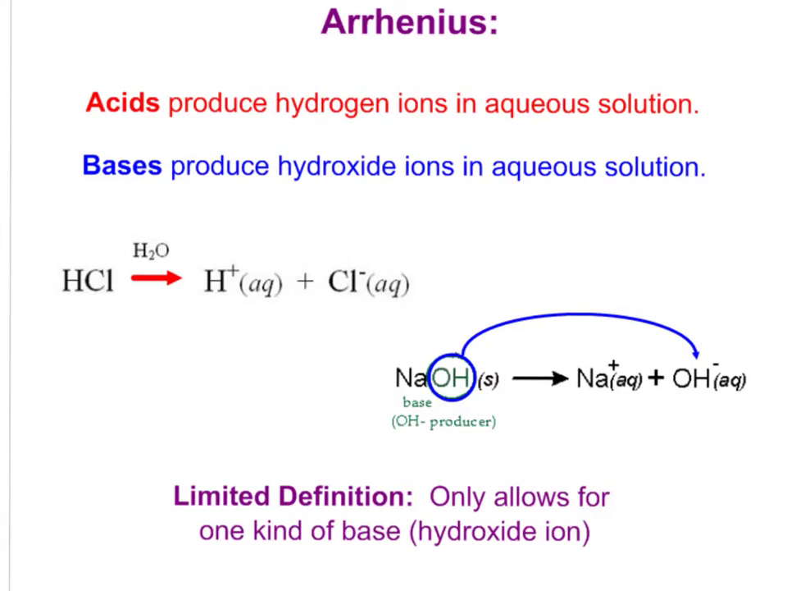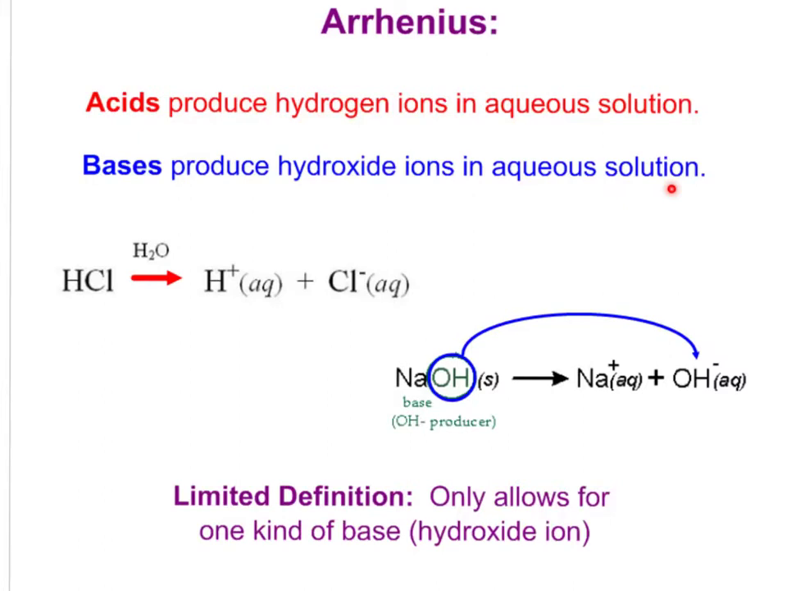So let's look at one model of how we think of acids and bases. It was provided to us by a man named Svante Arrhenius. He was a Swedish scientist who worked a lot with electrolytes and came up with this idea that acids produce hydrogen ions in an aqueous solution. This was probably late 1800s, so it wasn't really all that long ago. He said then conversely, bases produce hydroxide ions in aqueous solution.